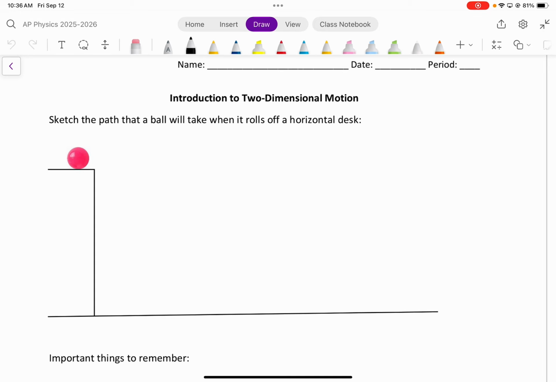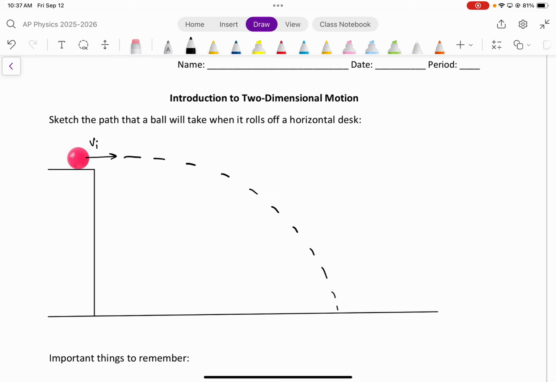It goes forward and down, and this ball never actually goes up. So this makes this kind of motion a little bit simpler than the second kind of motion. That ball has an initial velocity that is to the right in this case. If I sketch the path, it's going to go forward and then down in a parabolic path.